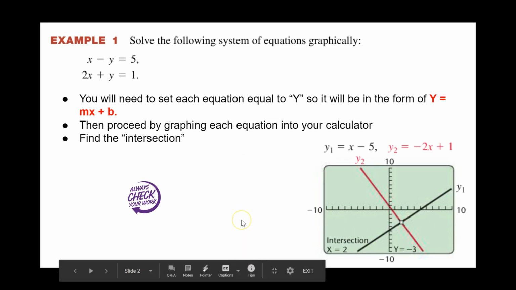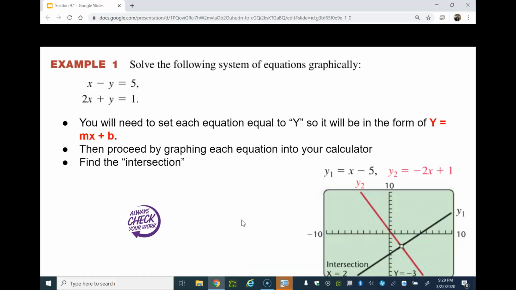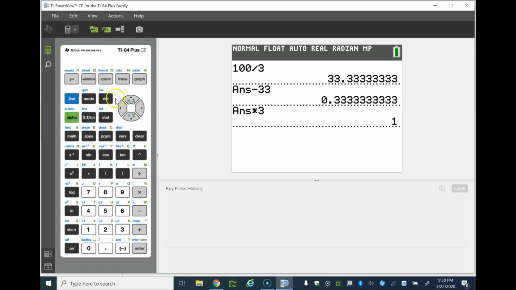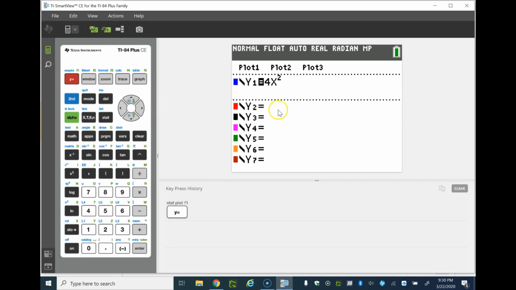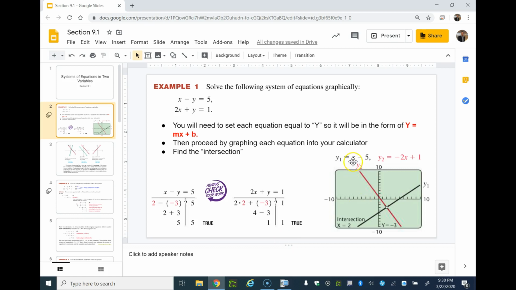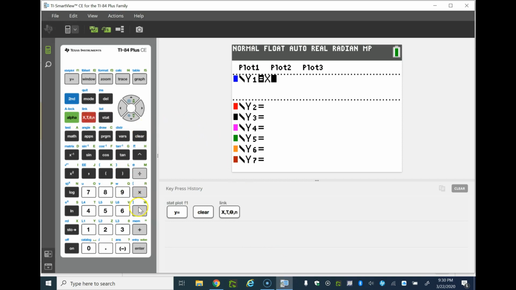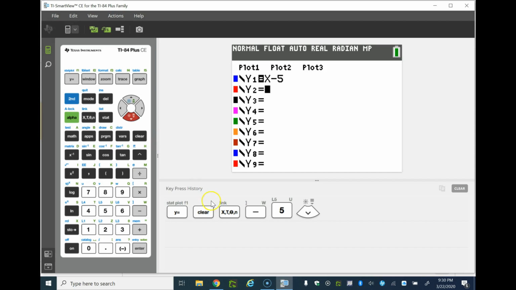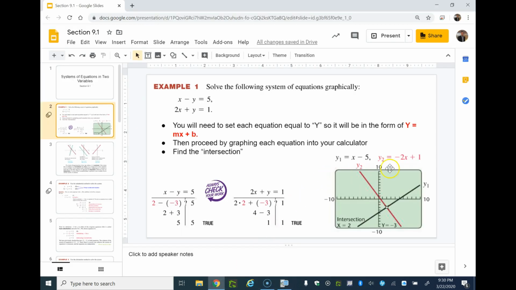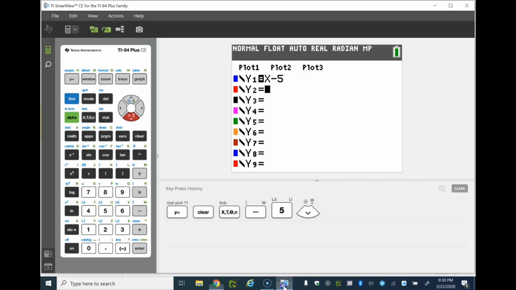If you go to your calculator and hit Y equals, you put in both of the equations. So let me go ahead and do that real quick. When I solve the first one for y, I'm going to move the x over, and it's going to be x minus 5. So let me throw that one in there. Drop down to the second one, and we're going to put negative 2x plus 1.